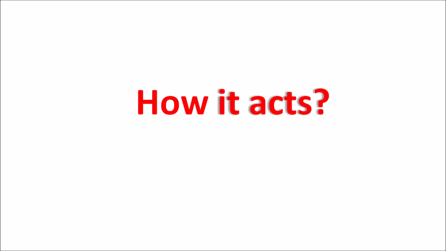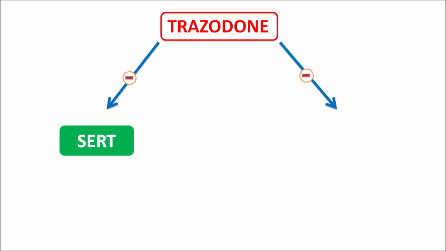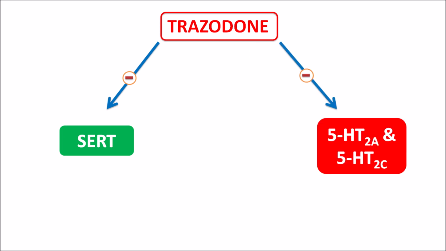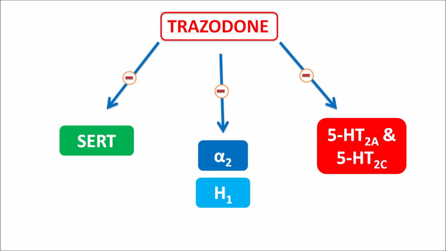Now let us see how this drug acts. As we have discussed, Trazodone mainly inhibits serotonin reuptake, thereby increasing the serotonin levels within the synaptic cleft. Similarly, it acts as an antagonist at 5-HT receptors such as 5-HT2A as well as 5-HT2C. By all of these actions, it can produce some antidepressant activity. Apart from these, this drug can also block other receptors such as alpha-2 and histamine H1 receptors. By all these actions, it can increase the serotonergic transmission, which improves the symptoms of depression.